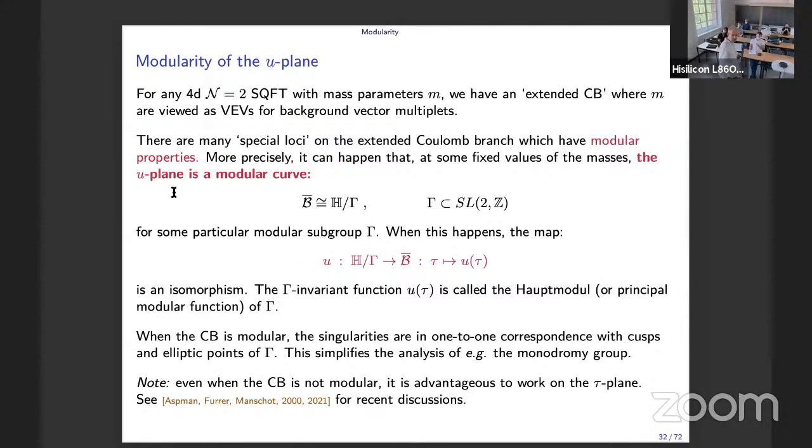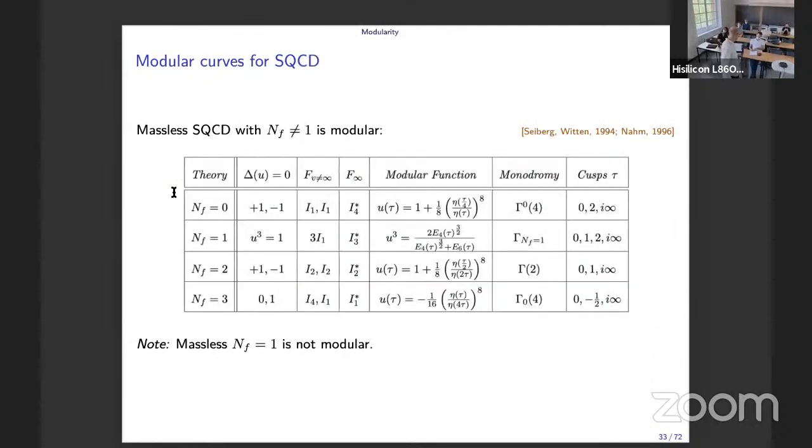And when this happens, when the Coulomb branch is modular, the singularities are in one-to-one correspondence with cusps and elliptic points of this modular group. So then you get a much cuter way of analyzing singularities using the standard theory of modular groups. A well-known fact is that pure SU2 is modular. This is the famous gamma 0(4) curve in the second Seiberg-Witten paper. Slightly less known is that N=2 and N=3 are also modular, and that was, I think, first shown in a nice little paper by Nahm in '96. They're actually all conjugate to each other, the groups.